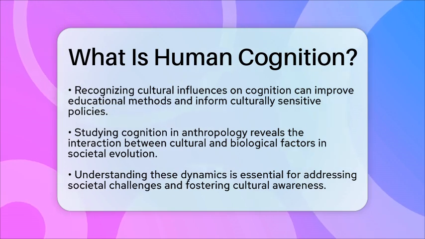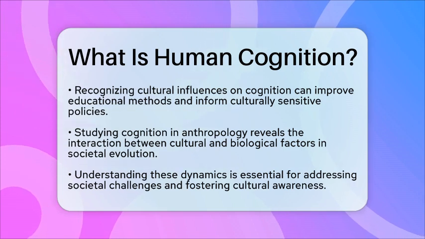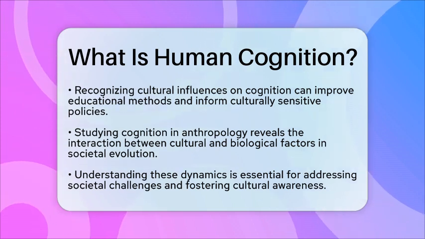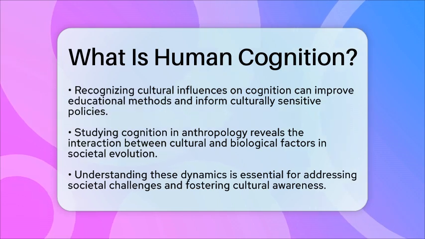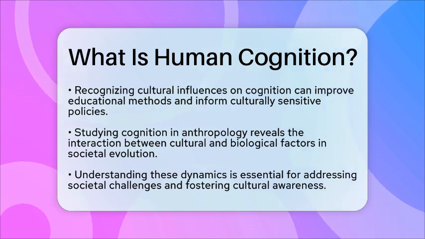In the context of societal evolution and sociobiology, studying human cognition helps us understand how cultural and biological factors interact. This interaction is essential for grasping how societies evolve over time and how cultural practices are passed down.